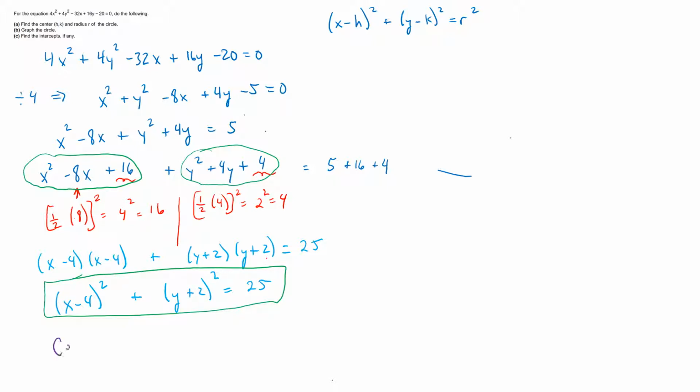The center of the circle is located at positive 4, negative 2. Notice that we changed the signs of the numbers in the parentheses. And the radius squared is 25. And so we square root both sides and we get 5. All right, so now we just completed part A. We found the center and radius.